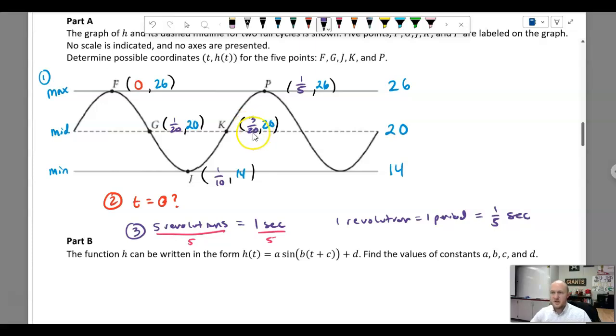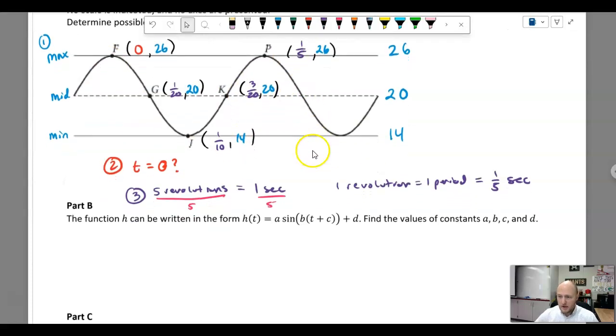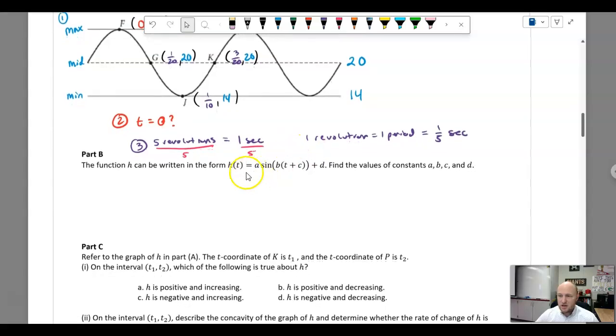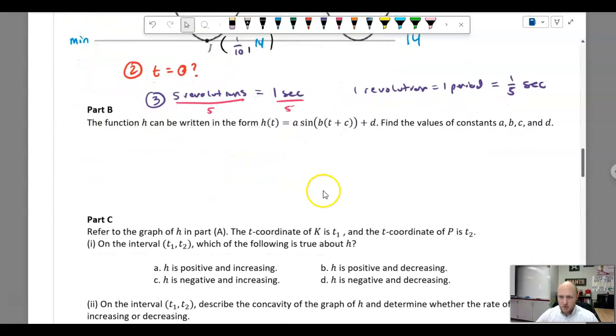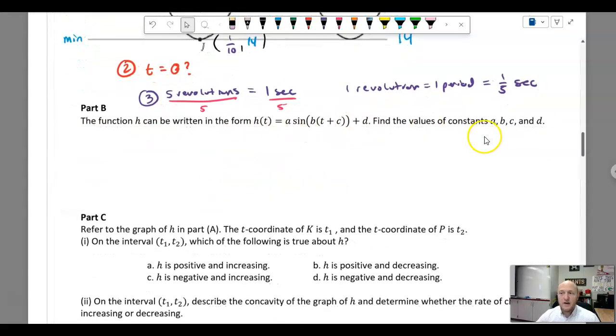3/20ths. Okay, and there you go. That's how you get the second point, is by having your x values. All right, so with that being said, part B of this question is write a function.